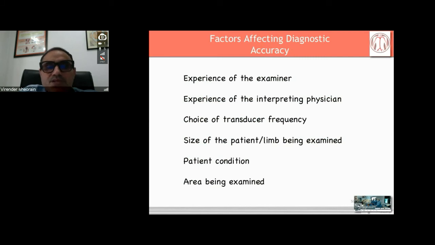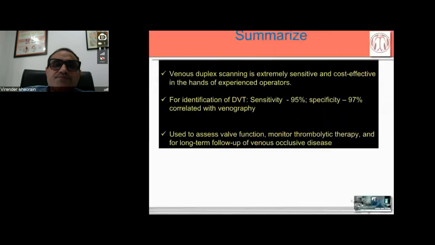The size of the patient and the body habitus again play a very important role. Warming the room, taking a warm jelly, making the patient comfortable, these are all very important things. Never be shy to take out the dressings. Try to scan the entire vein. Look not only at the pathology but proximal and distal to the pathology. These are a few things which are very important and can affect your diagnostic accuracy.